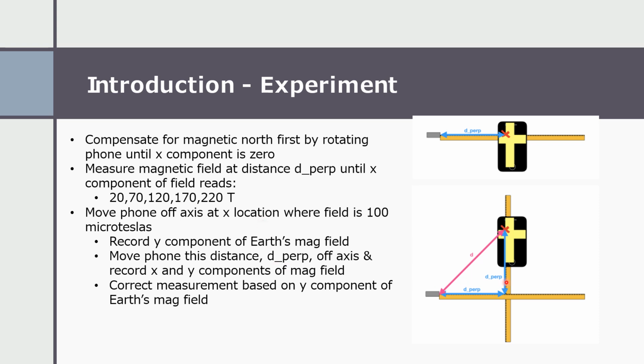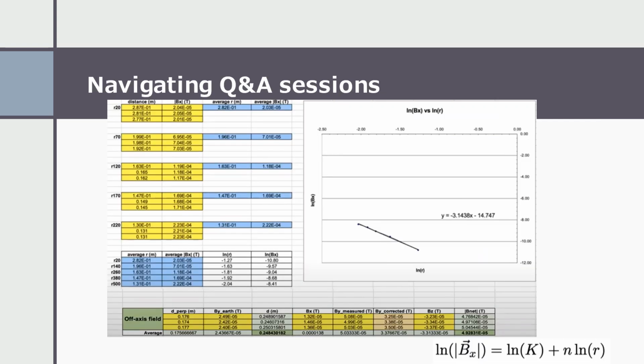And then I moved the phone off axis, as you can see in this diagram, at the x location where the field is 100 microteslas. These are supposed to be microteslas, sorry. And I record the y component of Earth's magnetic field, move the phone the same distance, this distance up, and then record the x and y components and correct the measurement based on the y component of Earth's magnetic field to do some calculations, which I'll get into later.